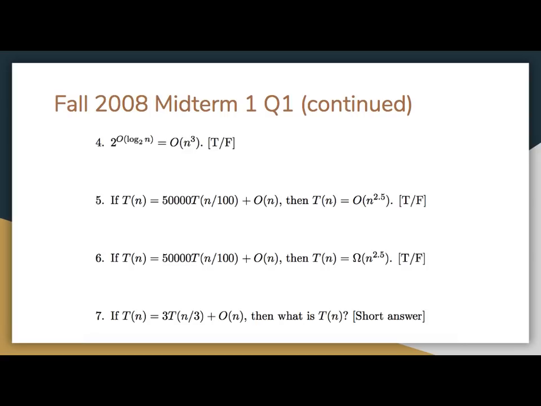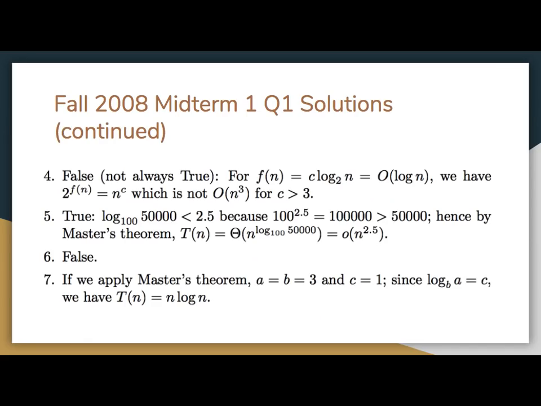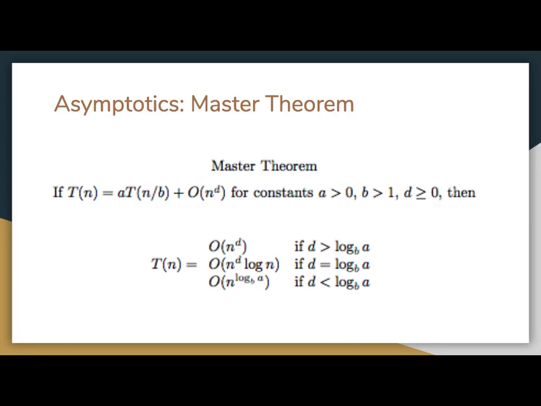And then why it's different from 6 is because T of n says omega of n to the 2.5, which isn't true for this one. For number 7, is it theta n log n? I think in lecture it's O. If we look back at the master theorem slide, they use O for every single one. So I would use O.